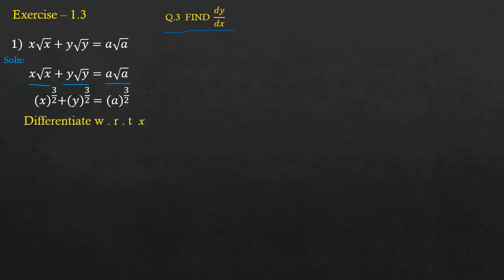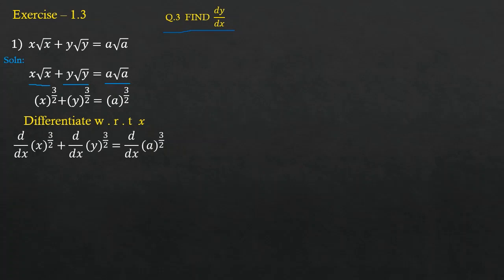Now we differentiate with respect to x. So we'll take the derivative of each term. We are writing the derivative operator, which is d by dx, with each term of the previous step. So we are writing derivative of x raised to 3 by 2 plus derivative of y raised to 3 by 2 plus derivative of a raised to 3 by 2.